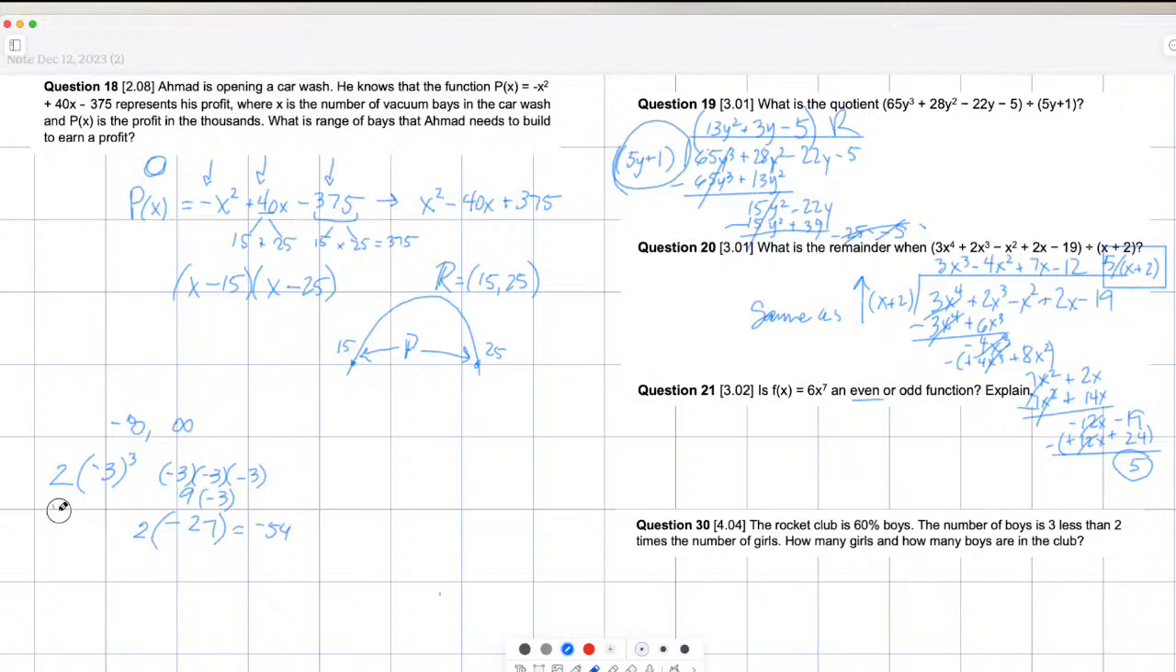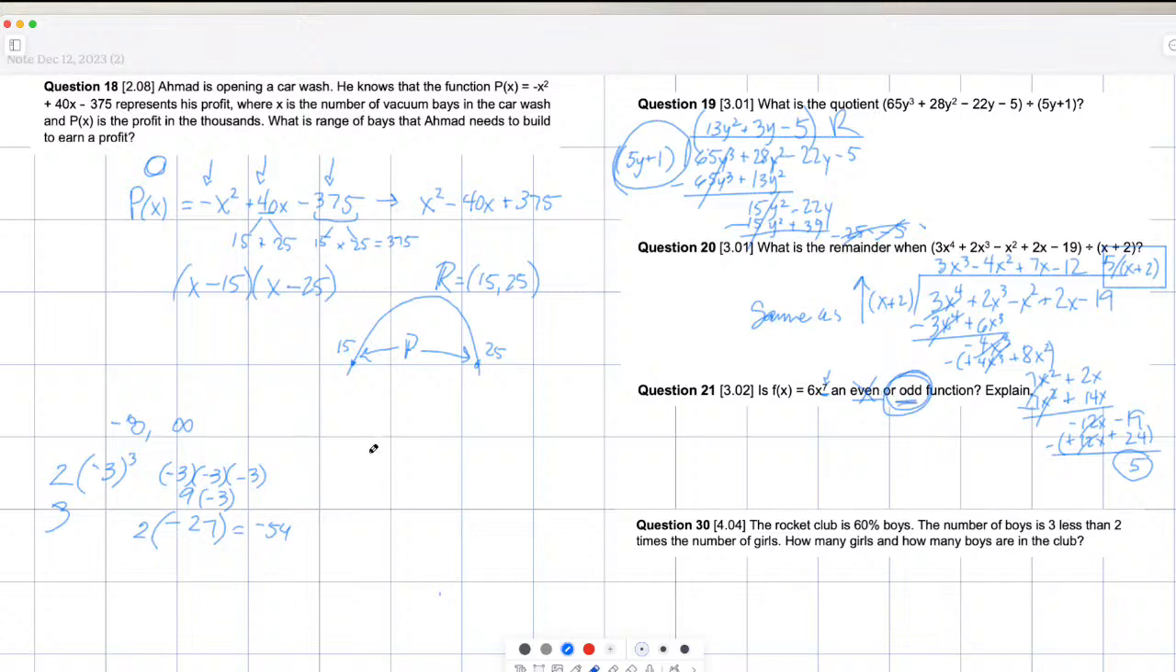Any number of these, 3 times a negative number is going to be negative. So it's going to be an odd function at all times, because no matter what, this exponent is odd, so it's going to be odd, not even. I was thinking this was 7x to the 6th. My brain was putting a 6 here. So sorry about that. But this is an odd exponent, so it's always going to be an odd function.